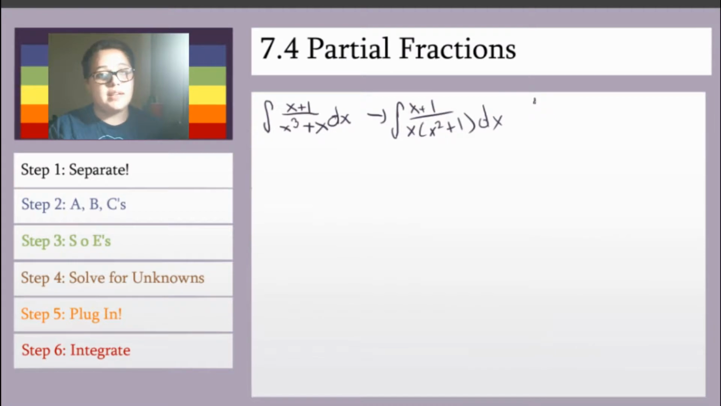So first we have a linear portion, which will be represented by the equation A over whatever linear portion you have. So in this case, it's going to be x. The quadratic portion is going to be represented and added to the original by Bx plus C over your quadratic portion, which in this case is just x squared plus 1.